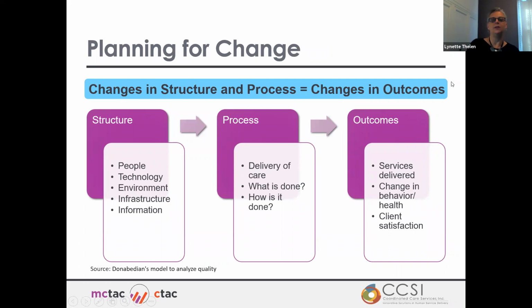now we've got some things to work on, just kind of revisiting that very simple structure we looked at before. So we know that the structure and the process drive our outcomes. So when we look at those root causes, we're generally making changes to the structure components or the process components in an effort to change the outcomes. So that's very simply what we're doing there.